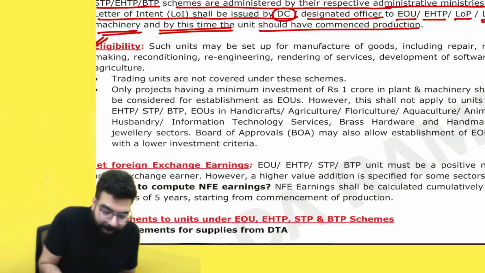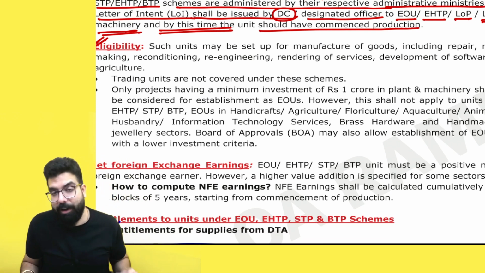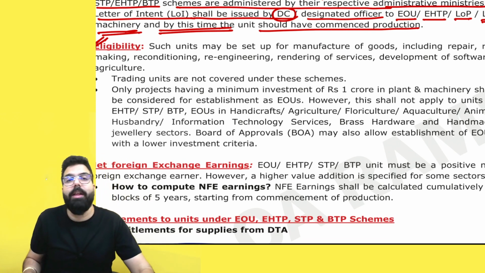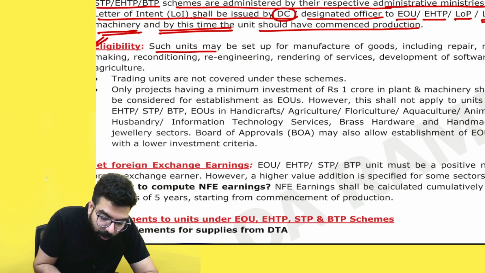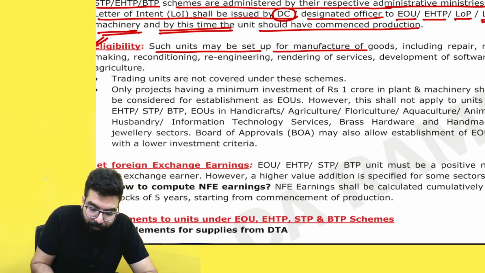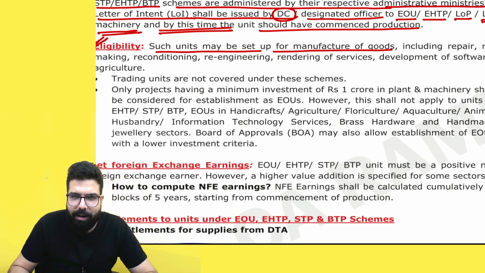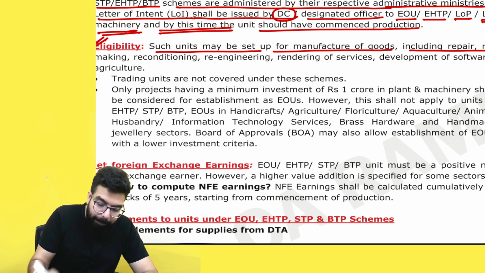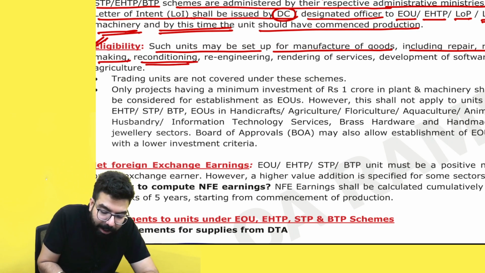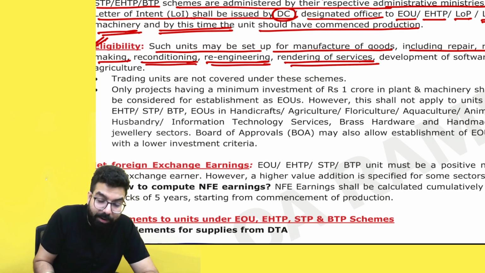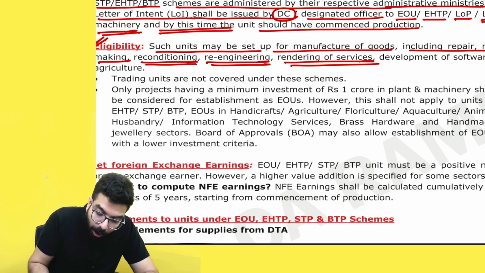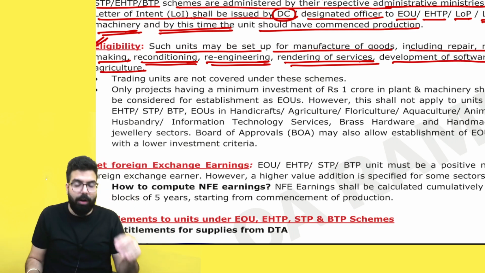Then the eligibility, who are eligible people, very very important from the exam point of view. Who are the people who are eligible? Such units may be set up for manufacture of goods. So who are the units eligible under this EOU, EHTP, STP, BTP scheme? The units which are manufacturing, including repair or remaking or reconditioning or re-engineering, or rendering of service. Service providers are also eligible, or development of software or agriculture.